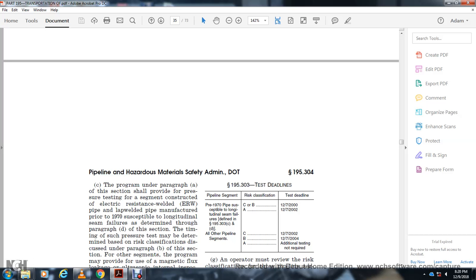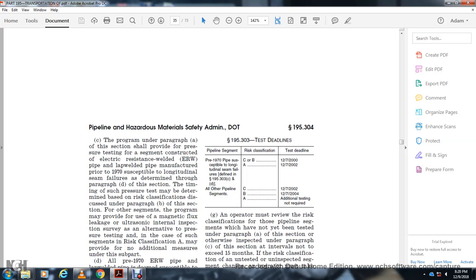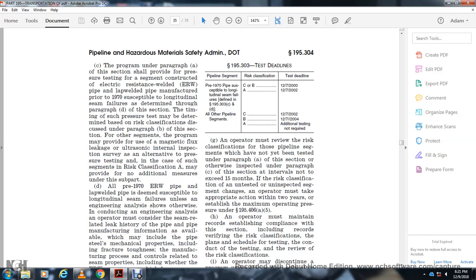Discussion of the paragraph D of the section. For other segments of the program, provide the magnetic flux leakage, ultrasonic internal inspection survey, alternative pressure testing, and then keep the segment of the risk classification able to provide no additional measures over this part 1 all pre-19.